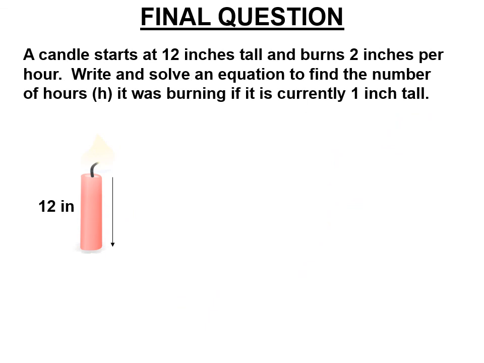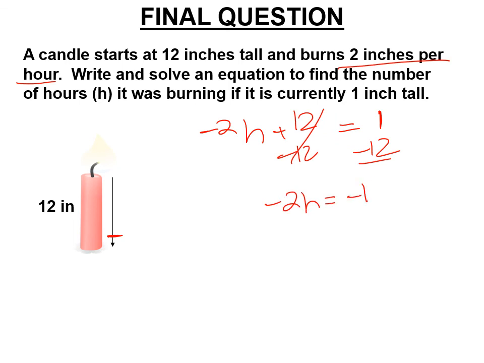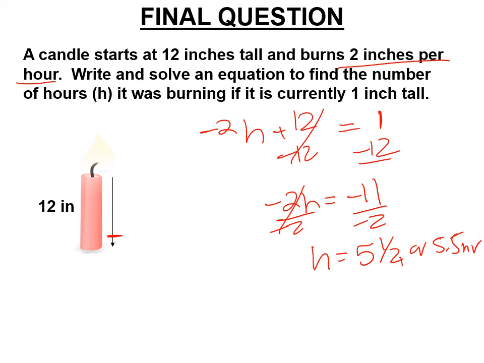Final question. Again, we're burning down. Blank times h plus blank equals total. And I've got to come up with some problems that don't all start with negative 2, but negative 2h plus, we started at 12 this time, and we're going to end up at 1 inch. We want to know when it's going to get to 1 inch. Okay, so let's erase that, and let's solve that equation. Subtract 12 from both sides. Negative 2h equals negative 11. Divide both sides by negative 2. 10 divided by 2 is 5. This is 5.5 hours or 5 hours and 30 minutes.